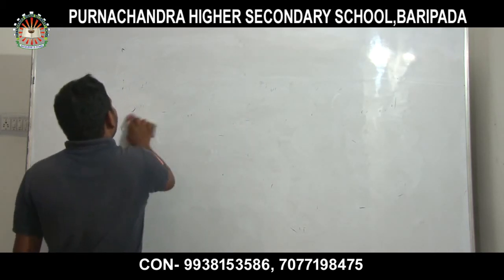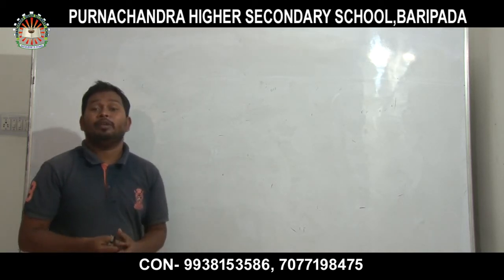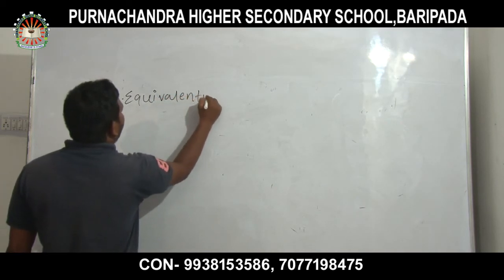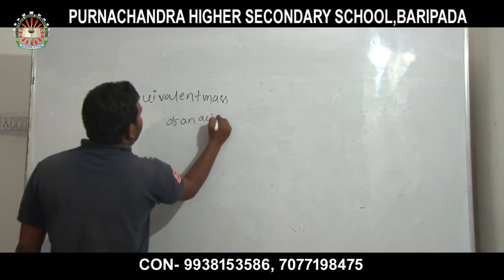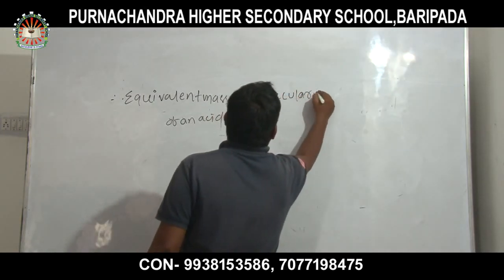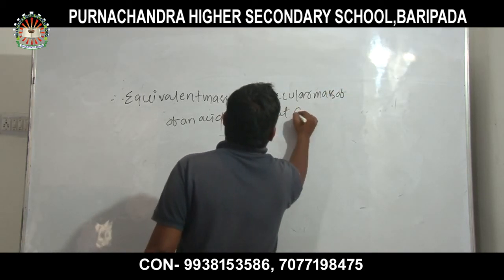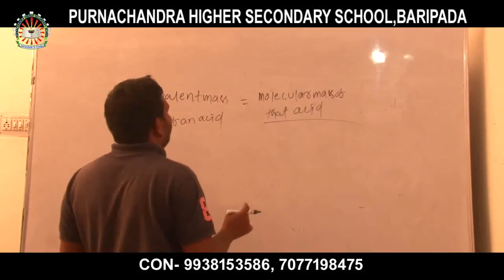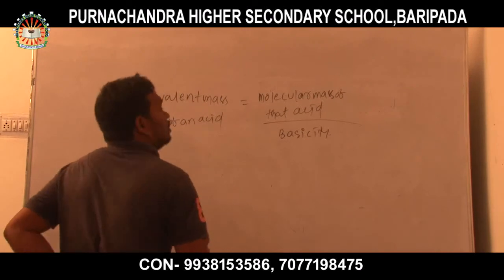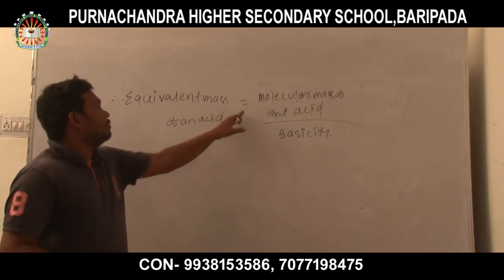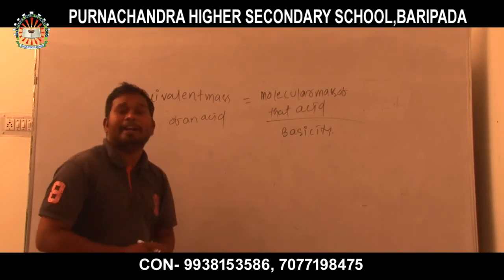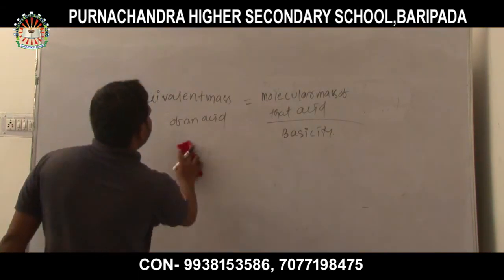It is very simple, you just need to know the formula behind the calculation of equivalent mass. Thus, the equivalent mass of an acid is equal to the molecular mass of that acid divided by its basicity. Equivalent mass of an acid equals molecular mass of that acid divided by its basicity. It is the formula.